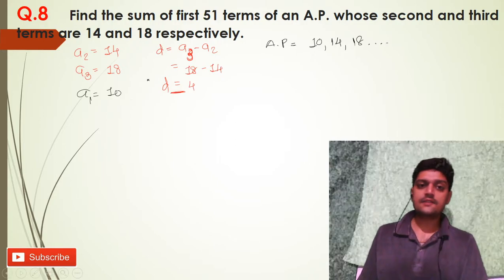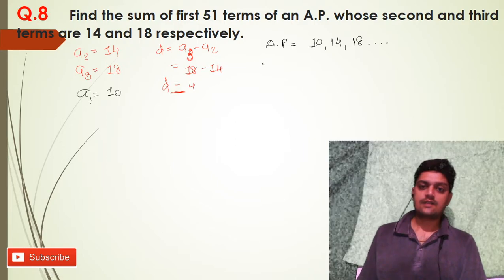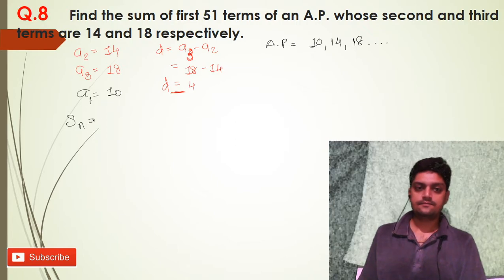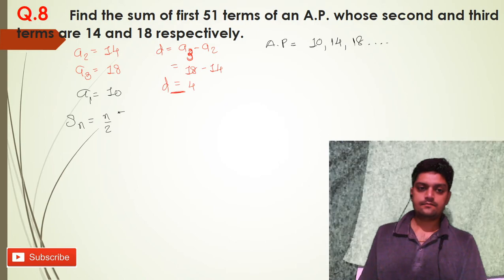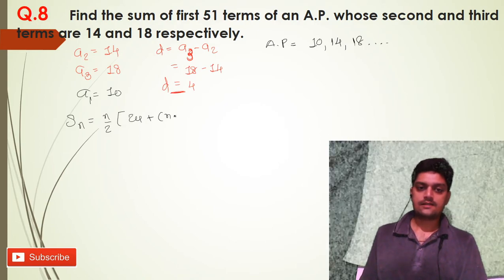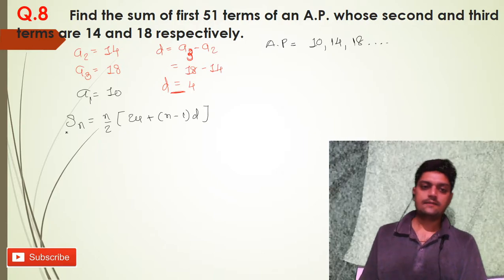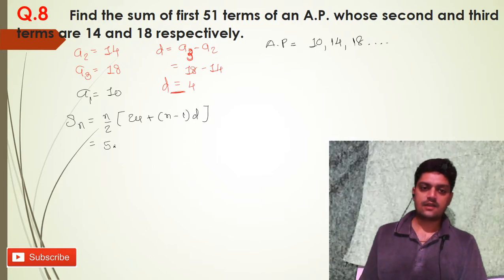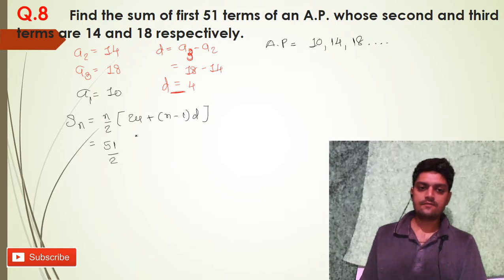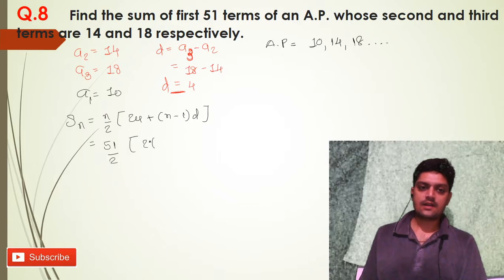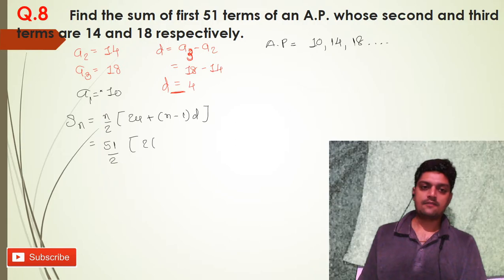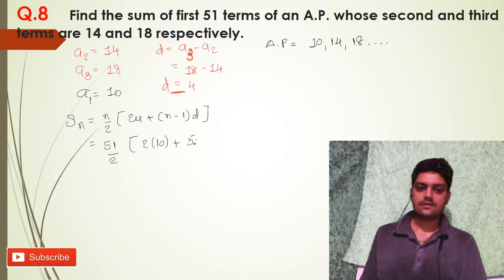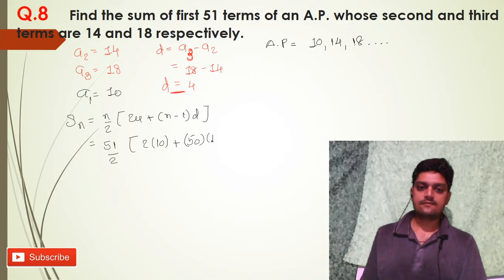And now it's so easy to find the sum of the first 51 terms. Now I will use which formula? Sn is equal to n by 2 into 2a plus n minus 1 into d. So that is n by 2. Here we have to find the sum of 51 terms, so 51 by 2 into 2a, where a means first term, that is a1, which is 10, plus 51 minus 1, that is 50, into the difference 4.